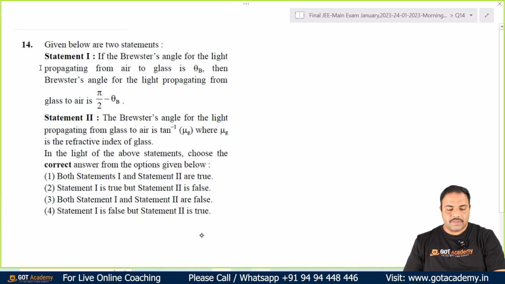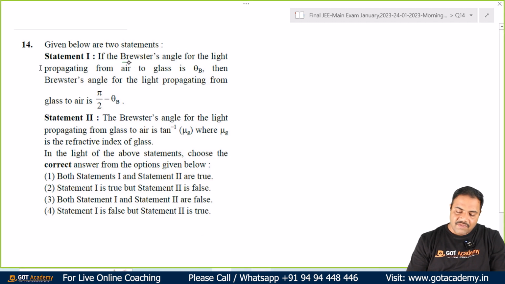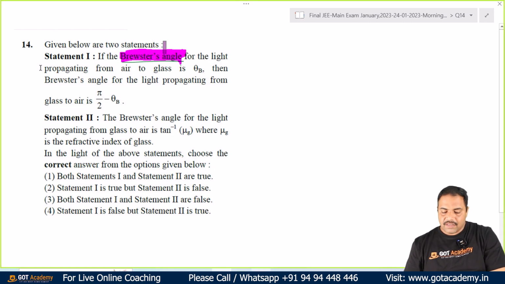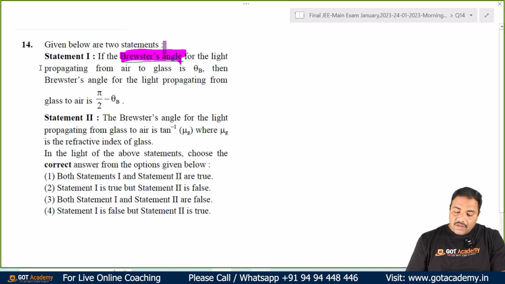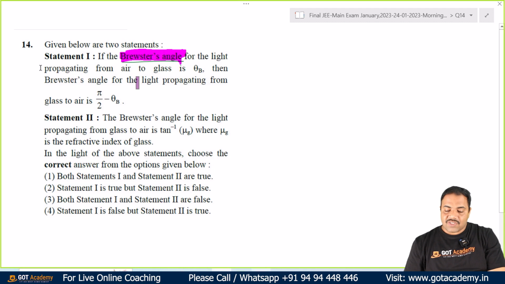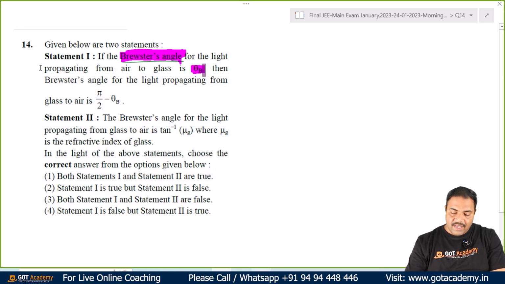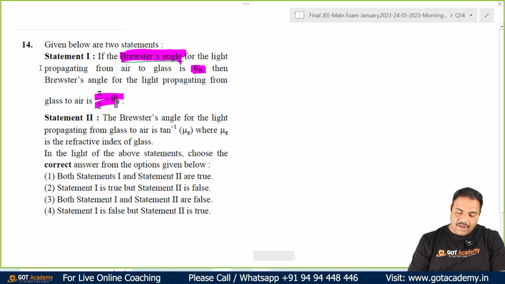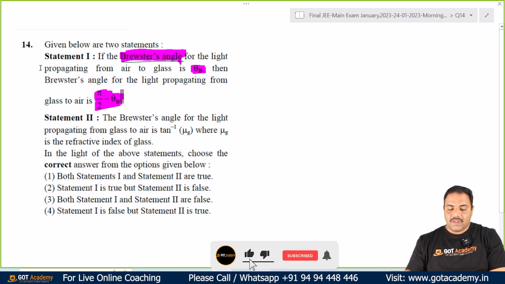14th question. Coming to this 14th question, it was very clear that Brewster's angle was mentioned. This data is nothing but wave optics, so this is from the wave optics chapter. The Brewster's angle for light propagating from air to glass is theta b, and for light propagating from glass to air is this one. We have to check whether it is right or wrong.